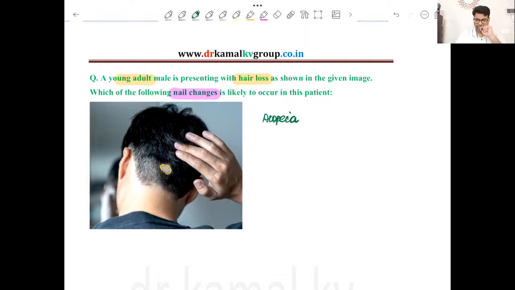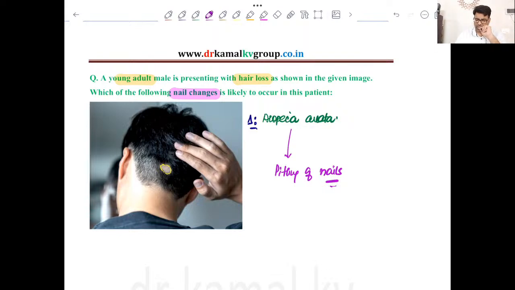alopecia. Yes, so this is alopecia. Which type of alopecia? Areata. Very good, Sangamitra. So this is alopecia areata, and in alopecia areata we will see pitting of nails. Now please remember, this pitting of nails is not a specific finding. It can be seen in psoriasis as well. So if you see a case of pitting of nails, don't say it is only alopecia areata. It can be seen in psoriasis as well, right?